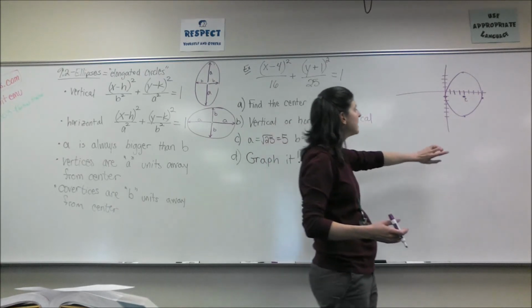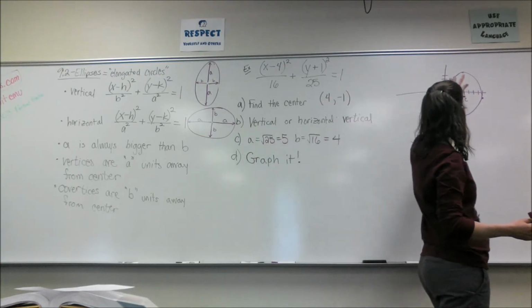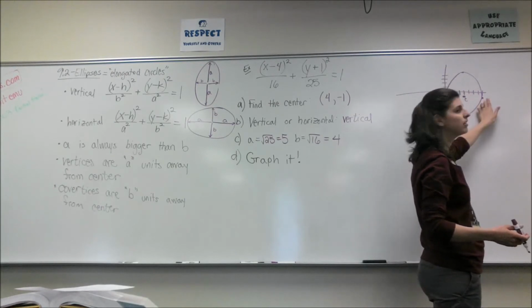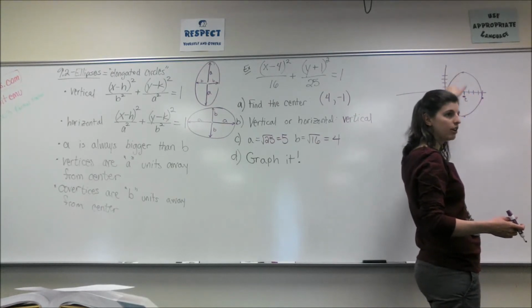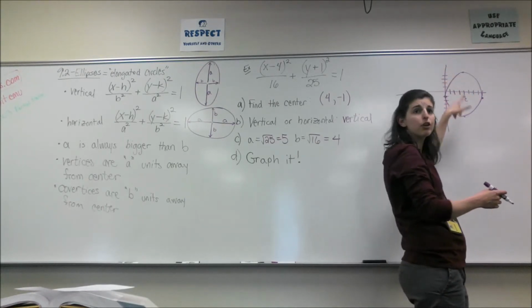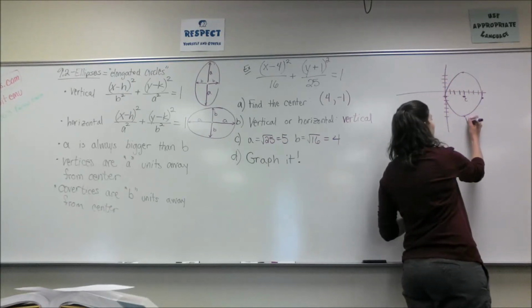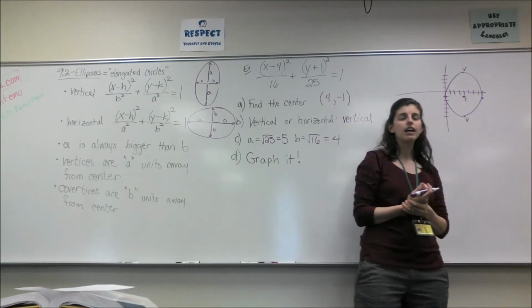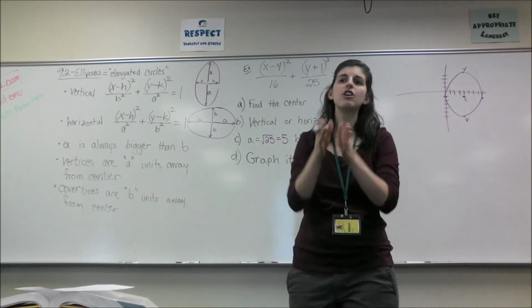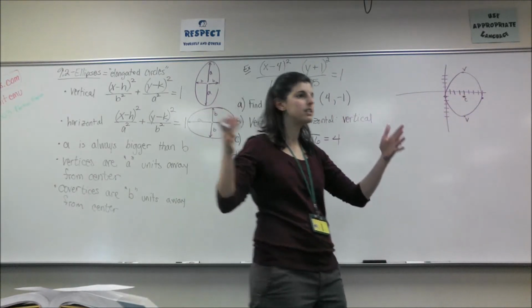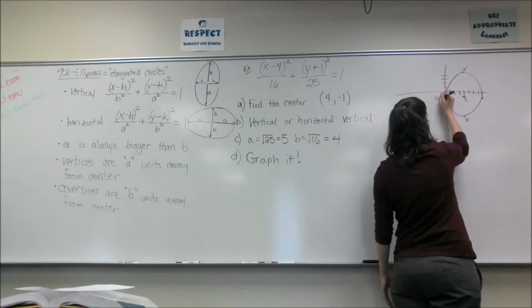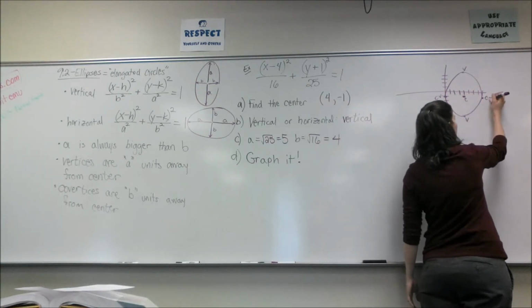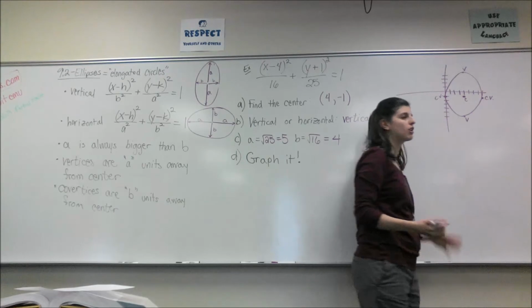So the vertices, which points are the vertices? These two or these two? These two, good. The two up and down from your center. So we're going to label those with a V for vertex, okay? The co-vertices are the other 2 endpoints. So these are the co-vertices. Okay, and I'm going to put a CV on those because co-vertices.